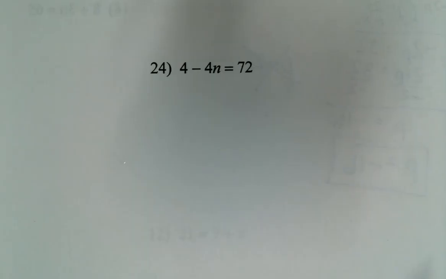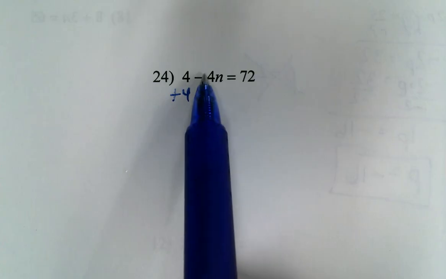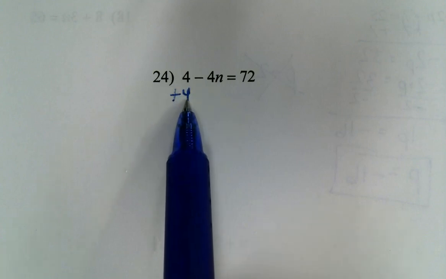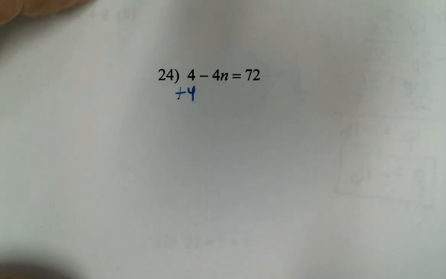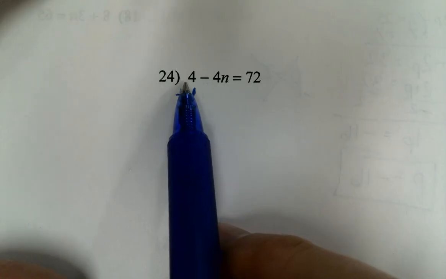Now, here's where a lot of you are making a mistake. You see this negative, and you think you're going to undo this negative by adding. If I add 4, what is 4 plus 4? 4 plus 4 is not 0. By adding 4 right here, this does not get rid of it. You cannot look at the sign after the number. You have to look before the number.